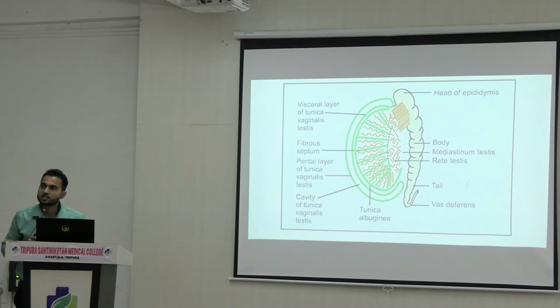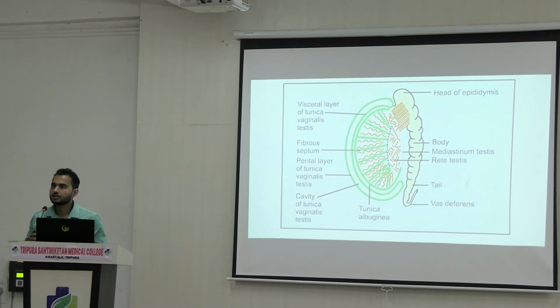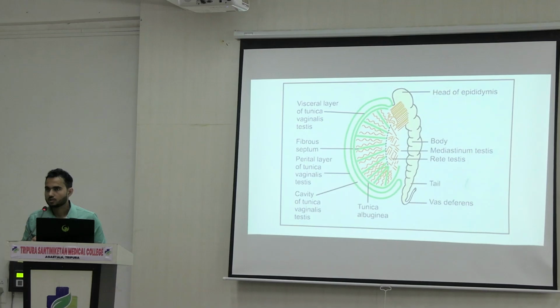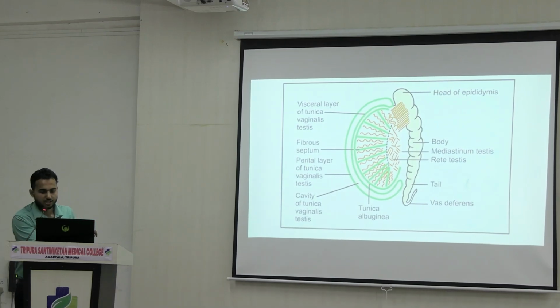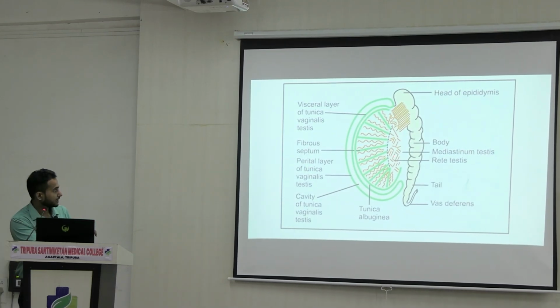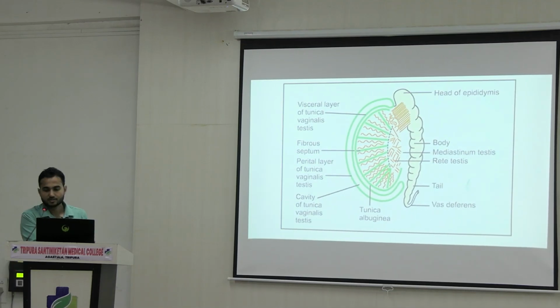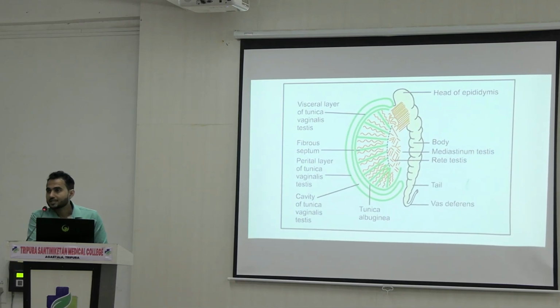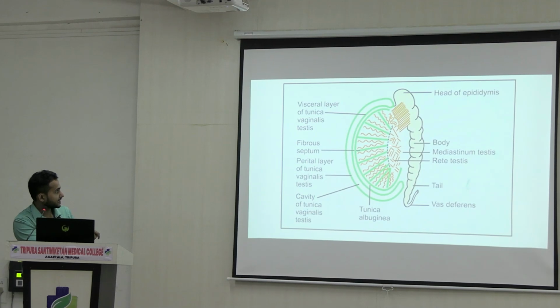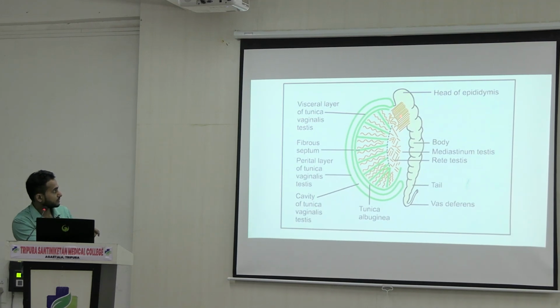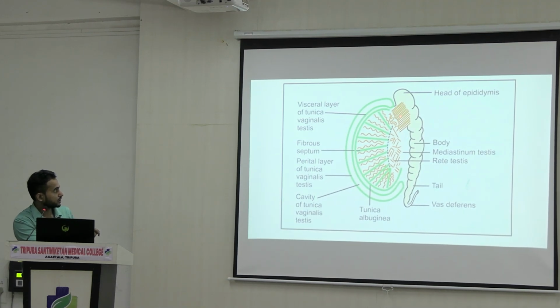Now those straight tubules, what will happen? They will anastomose with each other to form a network that is called the rete testis. As you can see, this is the rete testis. Now from this rete testis, we are getting approximately 12 or 15 to 30 efferent ductules.